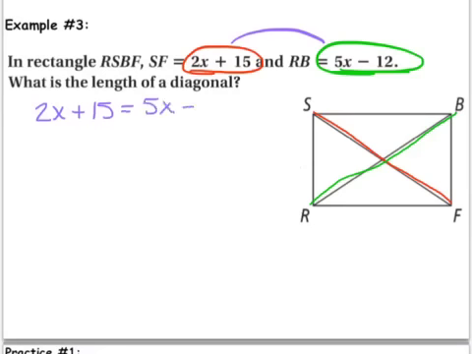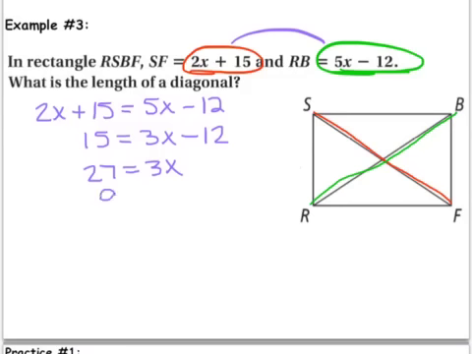equals 5x minus 12. Subtracting 2x from both sides, 15 is equal to 3x minus 12. Adding 12 to both sides gives us 27 is equal to 3x. Dividing both sides by 3 leaves us with x equal to 9. Now we're not quite done because we do want to find the length of the diagonal, so we can plug x back into either of these equations.